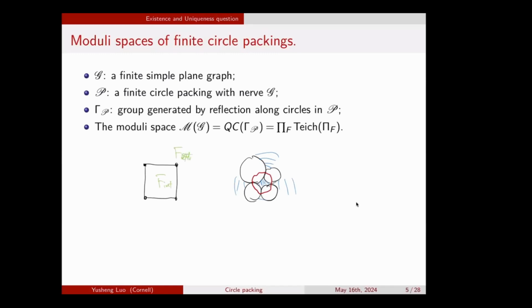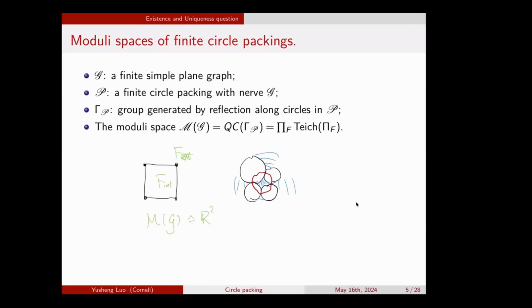So the deformation space is isomorphic to the product space of the two copies of ideal quadrilateral. So it is isomorphic to R2.